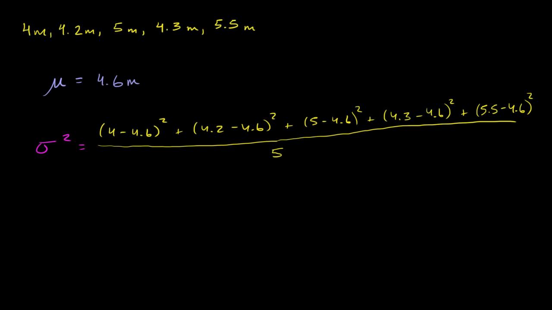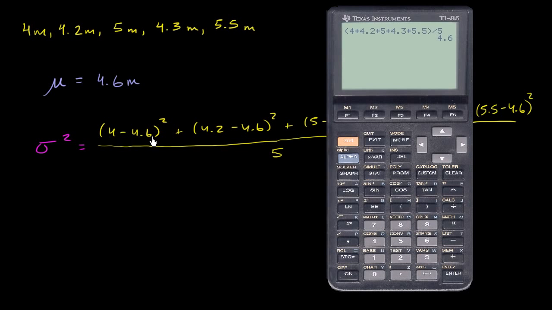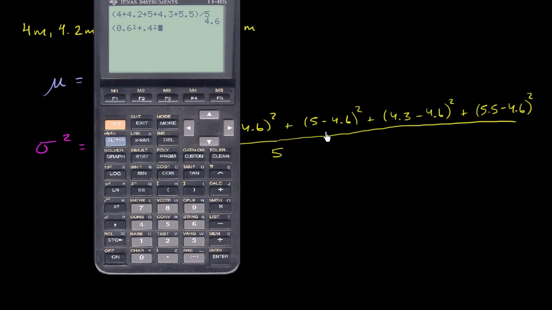And so what's that going to give us? Let's get our calculator out. 4 minus 4.6 squared, that's negative 0.6 squared. Negative 0.6 squared is going to be the exact same thing as 0.6 squared. So 0.6 squared plus 4.2 minus 4.6 is negative 0.4. But when we square it, the negative is going to disappear. So it's going to be plus 0.4 squared. And then we have 5 minus 4.6, that's 0.4, so plus 0.4 squared.